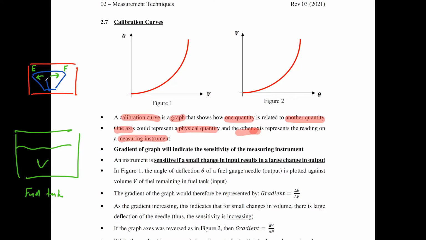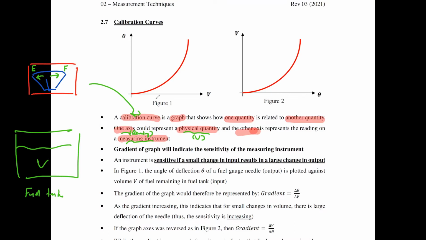Okay, basically the needle here indicates the amount of fuel that you have left inside your fuel tank. It relates to what I told you earlier, where one axis could represent a physical quantity, which in this case is the volume of your fuel, and the other axis represents the reading on your measuring instrument, which is the reading on your fuel gauge.